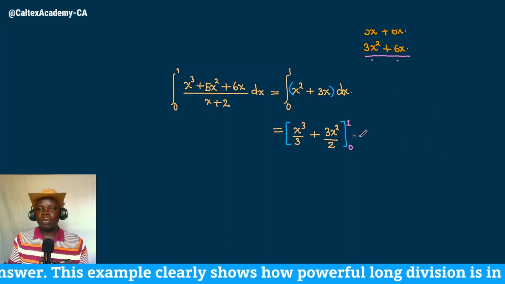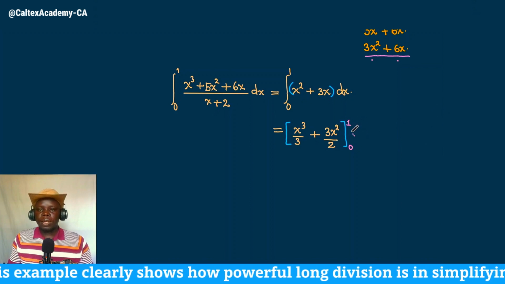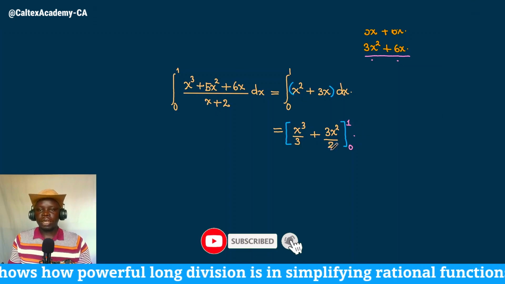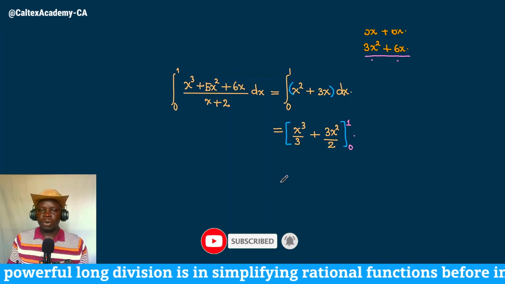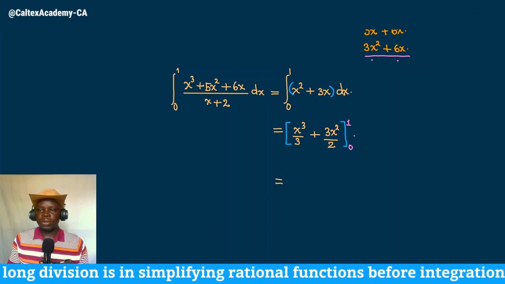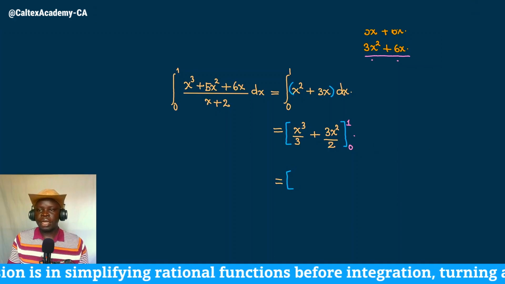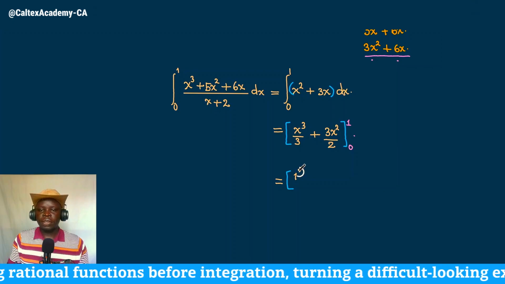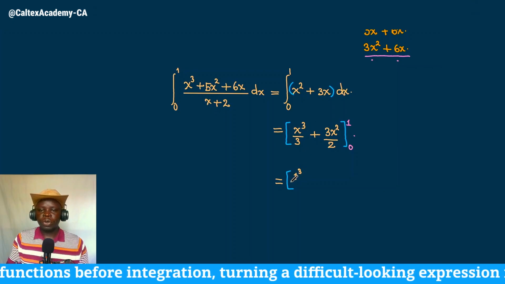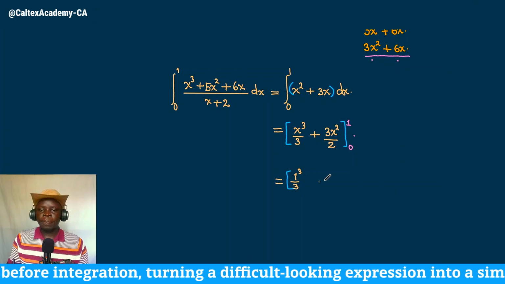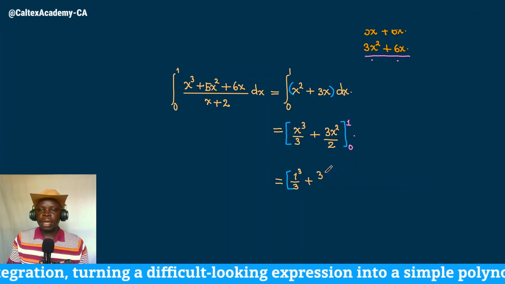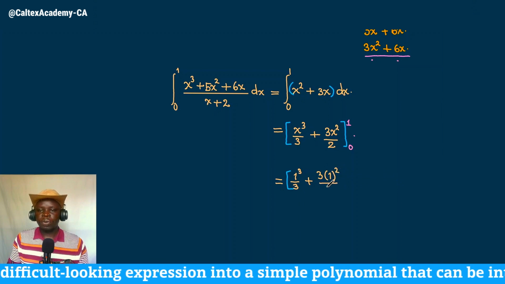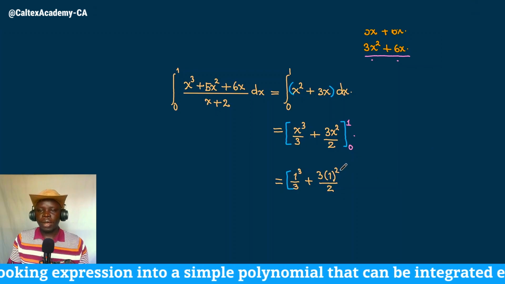After that, we substitute the upper limit into this function and also the lower limit into this function, and we subtract them. Let's maintain this bracket here, and instead of x, we put in 1. This one is cubed because x is cubed here also, so we divide this by 3. We add 3, and x is 1, so this time it is squared, and we divide this also by 2. Now we are done with our upper limit.